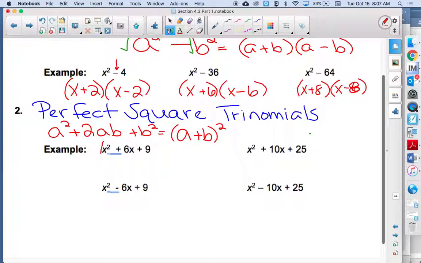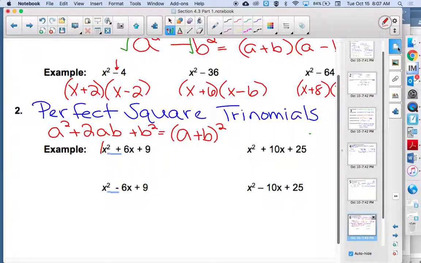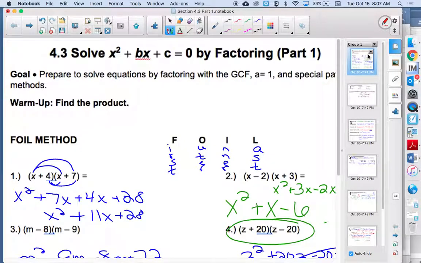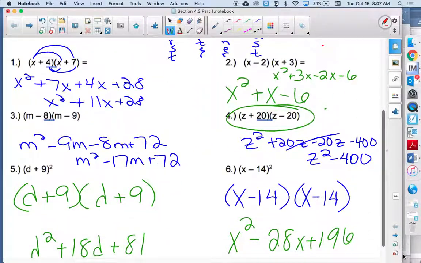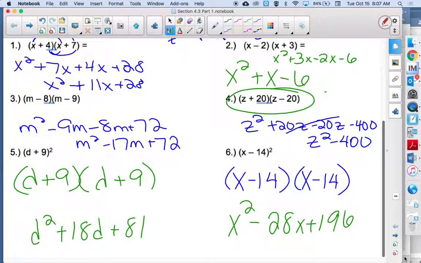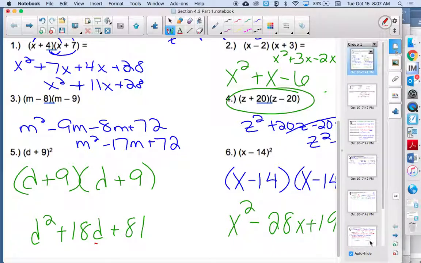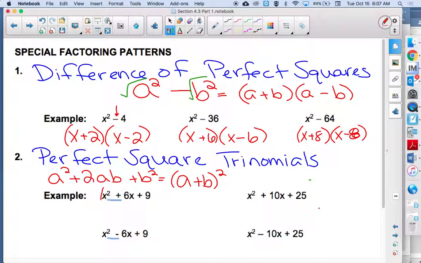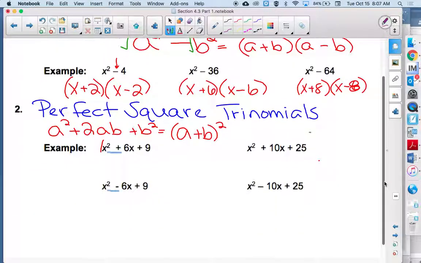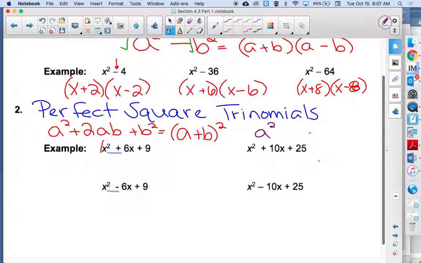This was like example 5 that we foiled from the beginning of class. So looking down at example 5, I have D plus 9 in parentheses and it's squared. So that middle number is being created because I'm multiplying that same number together twice. It's doubled. That's why we have a 2 there. There is one other pattern that goes along with it because it doesn't always have to be a plus. The other pattern says a squared minus 2ab and then plus b squared.